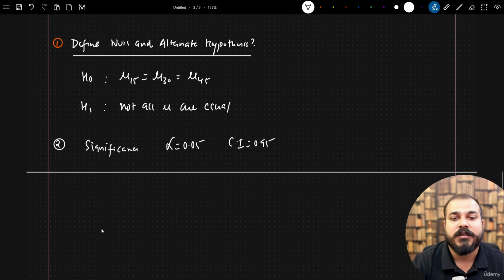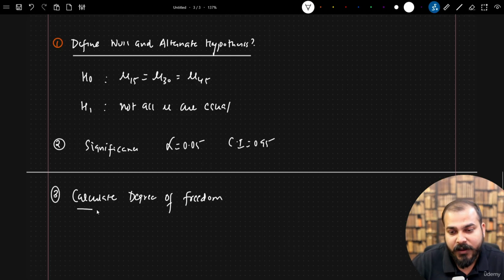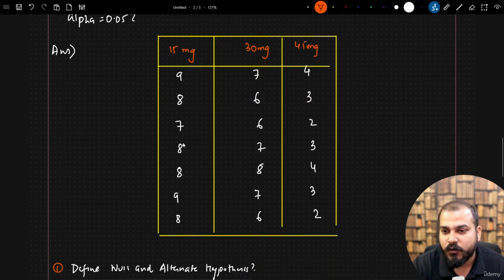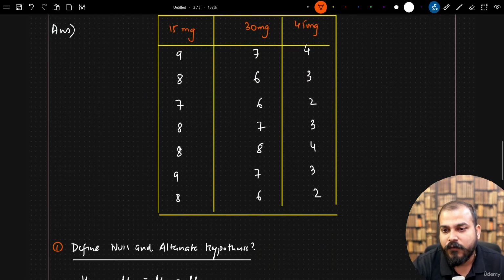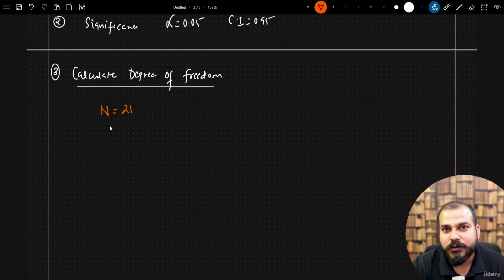Now coming to the third step, which is super important, called degree of freedom. Here I will try to calculate the degree of freedom. You have to follow these steps, guys, and based on that we will be able to calculate the variance. With respect to degree of freedom, first of all, I will consider two important variables. The total sample size, like how many samples I have. If we consider 3 rows, 7 into 3, 21. So the total sample is 21.